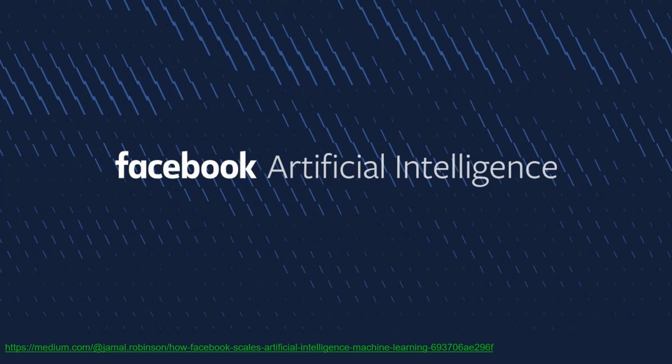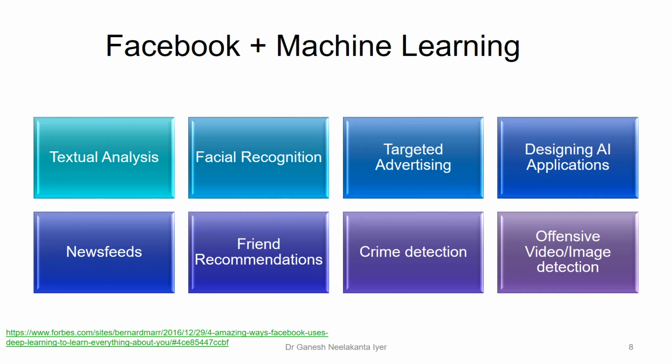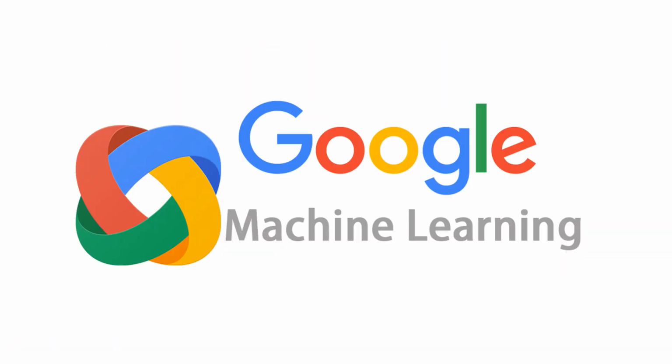Facebook heavily uses artificial intelligence. If you have a Facebook account, you will easily understand the different ways they use it. For example, they give you friend recommendations. They give the right news feed based on what you are watching and looking at. They give targeted advertising. If you have browsed for a particular item on an e-commerce website, you will see the same item as an advertisement within your Facebook page. And from there to offensive video detection, crime detection, facial recognition, and so many examples.